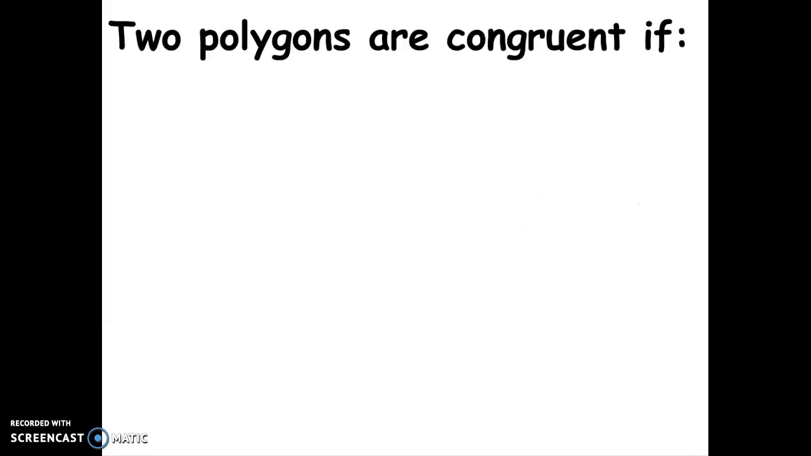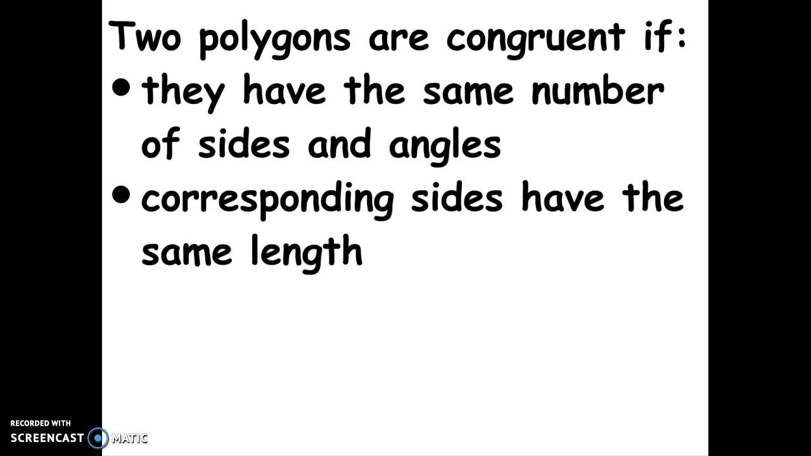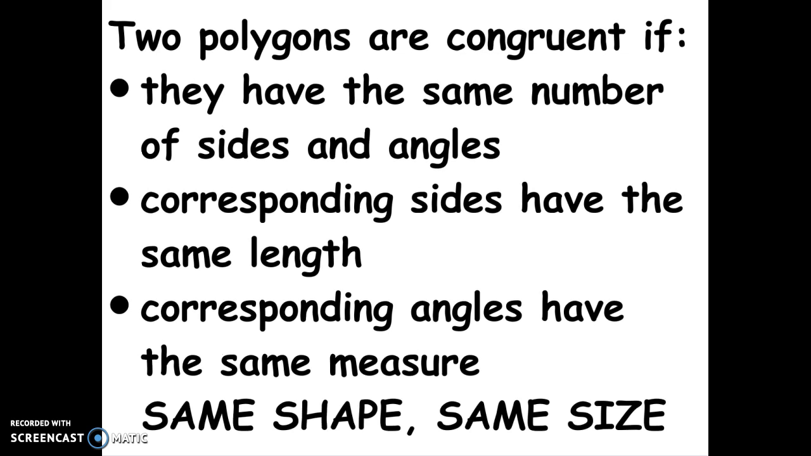Congruence. Two polygons are congruent if they have the same number of sides and angles, corresponding sides have the same length, and corresponding angles have the same measure. And to sum all of that up, we say that two polygons are congruent if they are the same shape and are the same size.